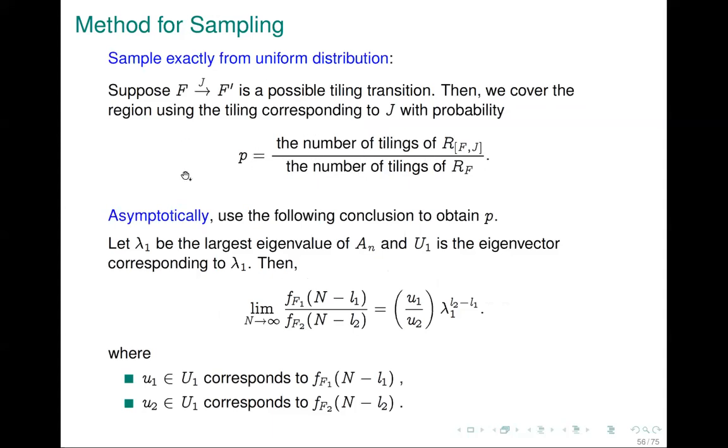Okay, so maybe let me ignore these details. And maybe by the way, it will be interesting to consider the asymptotic property, because the ratio of the number of tilings of each fundamental region is really determined by the matrix A_n. And here lambda 1 is the largest eigenvalue, and U1 is the corresponding eigenvector, and small u1 and u2 are the elements of U1. So you know the matrix A_n, you know everything about this, and you don't really need to count the number of tilings. You can just use this ratio, and it will be proportional to this probability. So you can sample it.